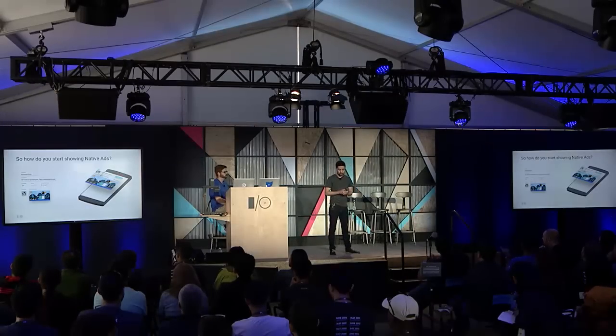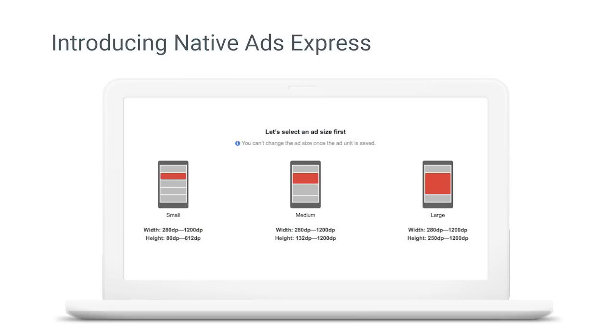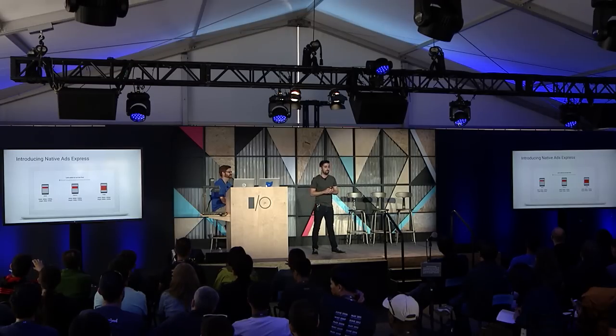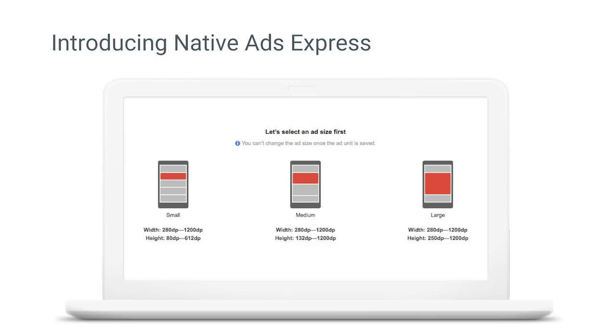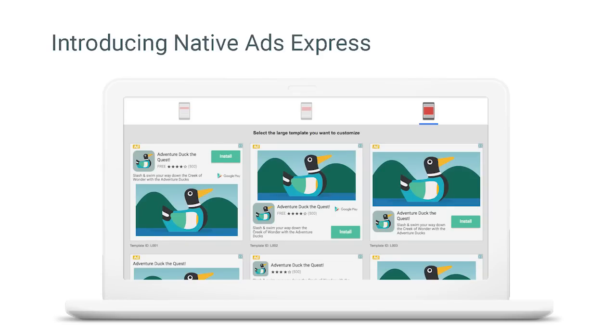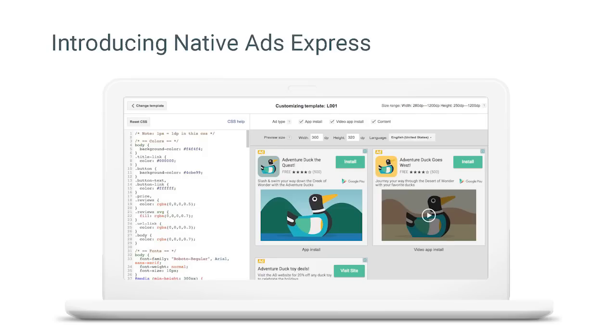So today, we're thrilled to announce and introduce Native Ads Express. Native Ads Express is a really simple and easy way to create native ads on AdMob. You just follow a few easy steps and you'll have native ads in no time. First, you pick an ad size. Next, you choose a particular ad template from a variety of different choices. And then you customize your ad using CSS.